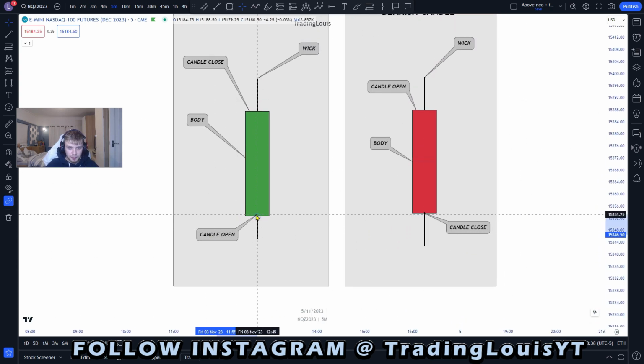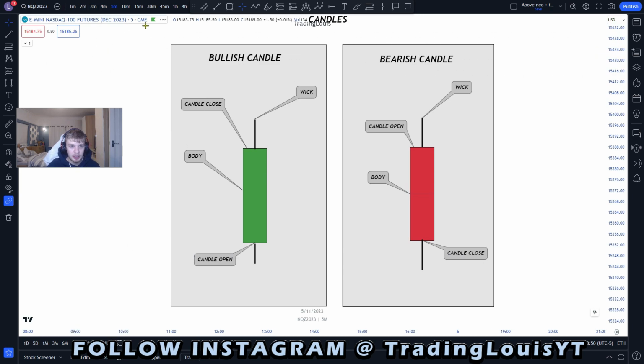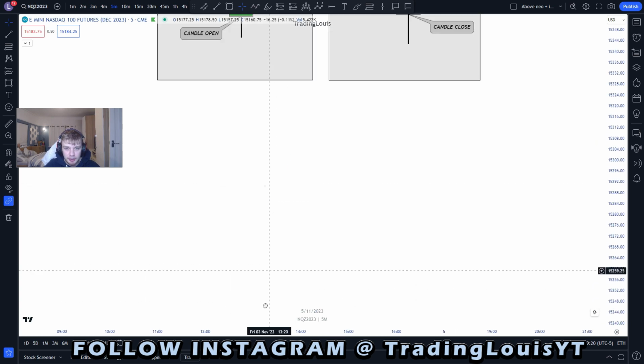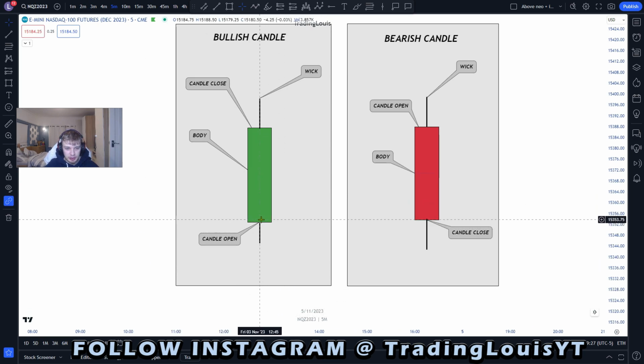So first of all, the candle open on a bullish candle, which means that the candle is going upwards. The candle open is where the candle started. So let's say we have a time frame of 5 minutes. So every 5 minutes a new candle will be created. Now, once a candle is created, it will have an opening point. So where the candle opens, it will create a thick line at the bottom of the candle.